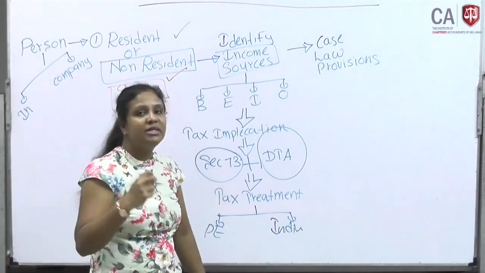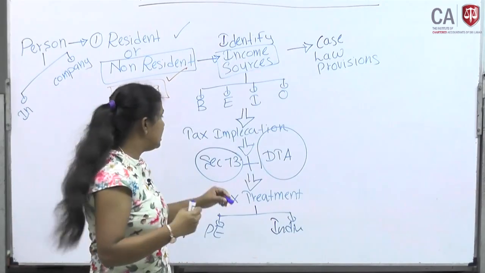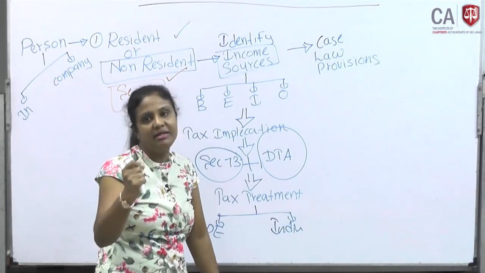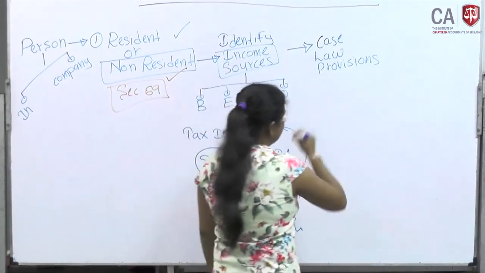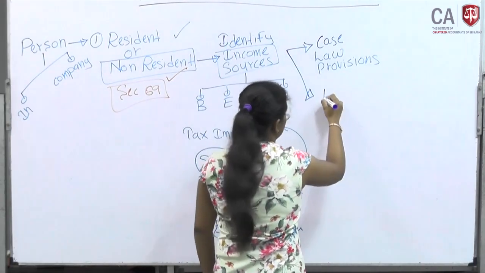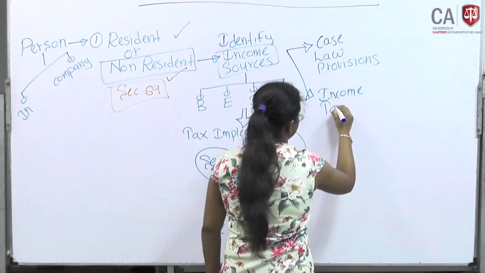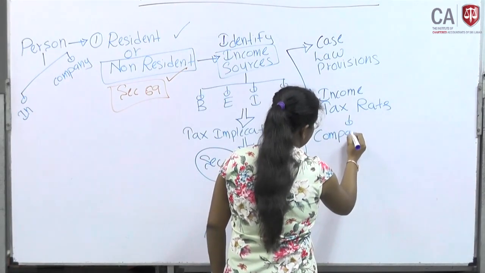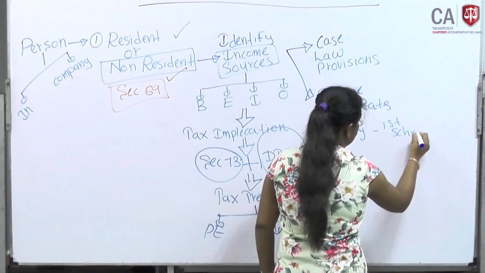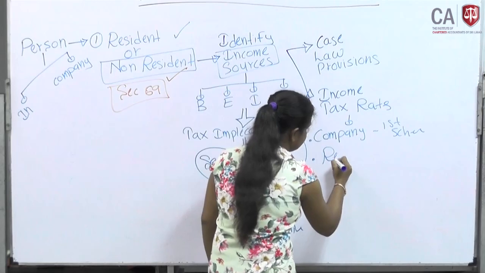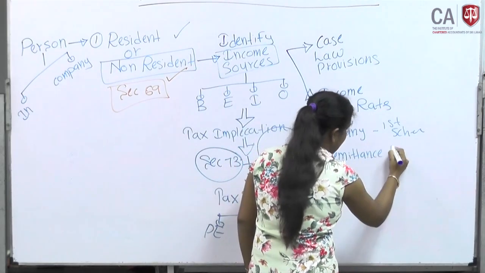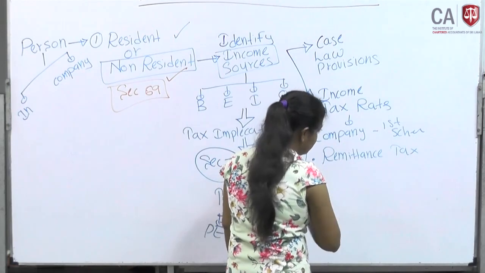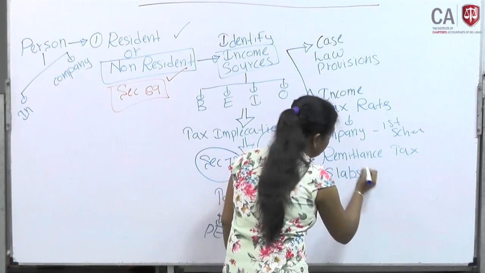If there is no double taxation treaty, what could I do? Then you have to go by the Inland Revenue Act. From this area, you have to think and take your decision logically for your answer. Then case law provisions, after that the particular income tax rates. Income tax rates you have to apply. For example, for a company, as per the first schedule, particular tax rates. Secondly, remittance tax, and finally if it is for the individual, then the first schedule para 1 tax rates as the slabs for individuals.